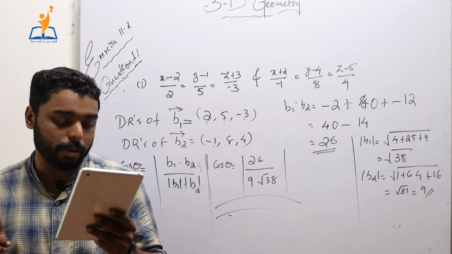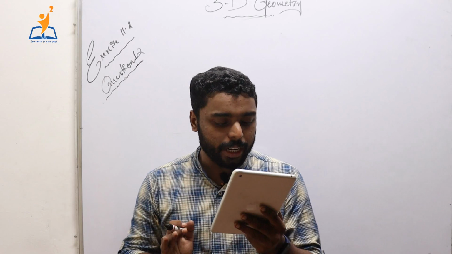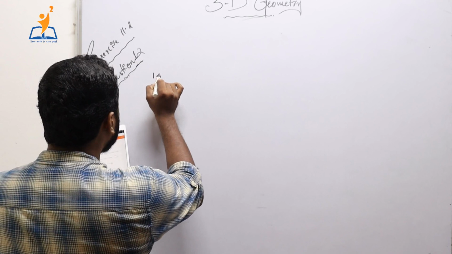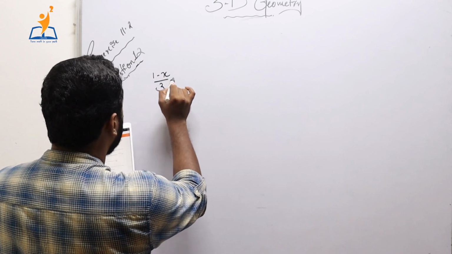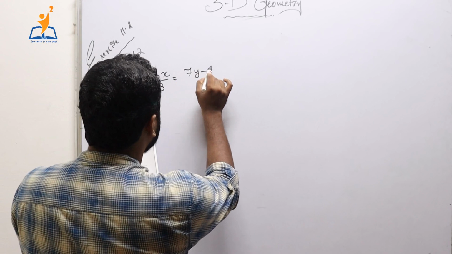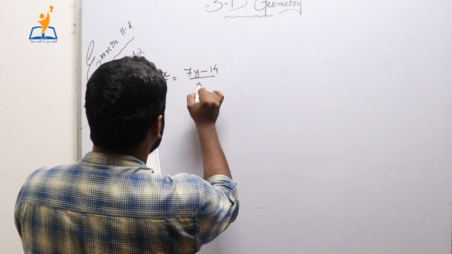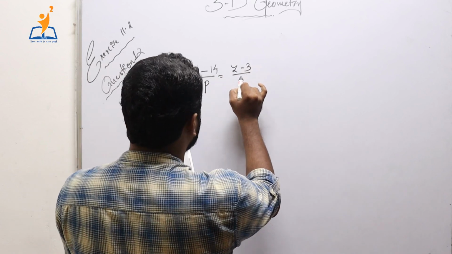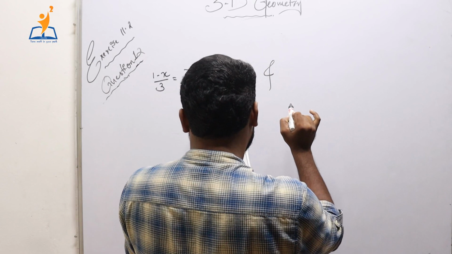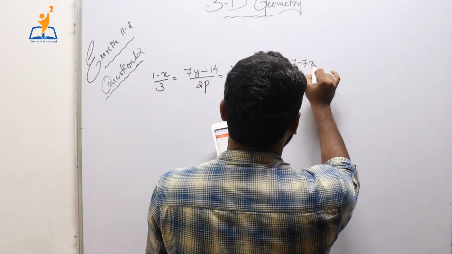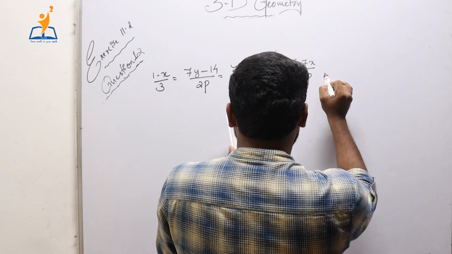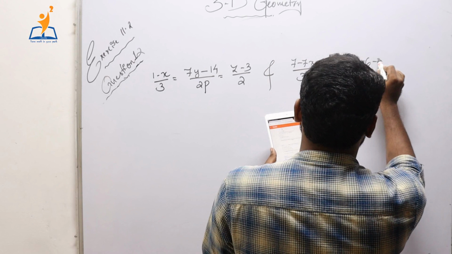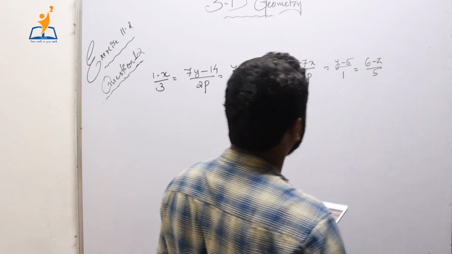Now we shall move to question number 12 of your textbook. Question number 12 is, find the value of p so that the line (1 minus x) divided by 3 is equal to (7y minus 14) divided by 2p is equal to (z minus 3) divided by 2, and the second line (7 minus 7x) divided by 3p is equal to (y minus 5) divided by 1 is equal to (6 minus z) by 5, are at right angles.